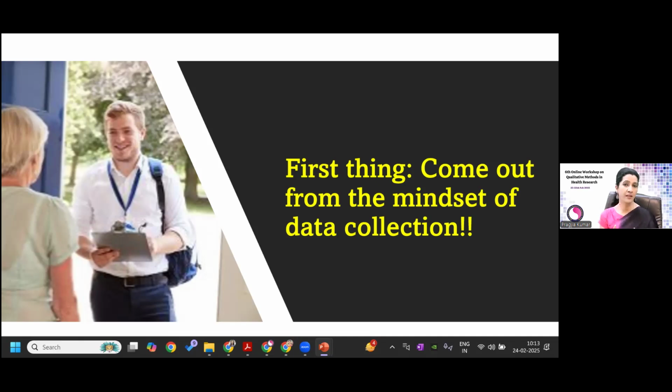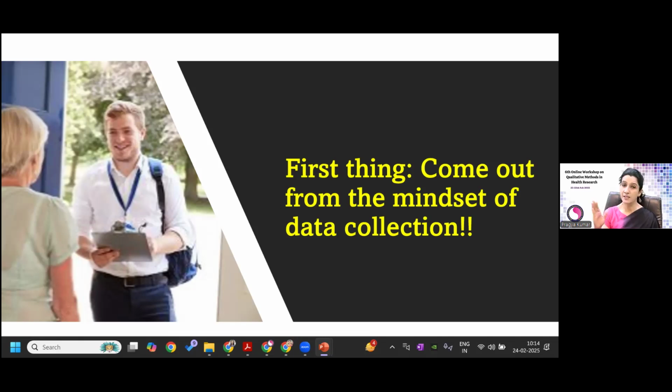Again, there's one more mindset which is constantly playing in our mind: that we are doctors, or people from many specialities, very scholarly people, and we are going to interview someone who is illiterate, and maybe they don't know much, or whatever they know, I don't know how accurate it will be.